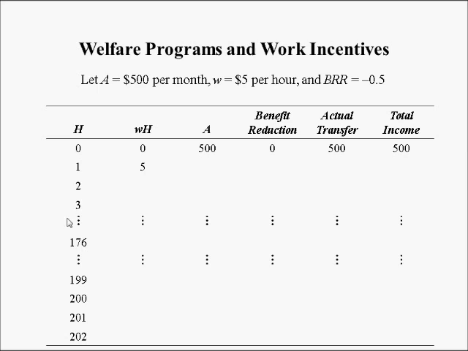Now, if you work that first hour, 1 times 5 is 5, so your earnings would only be $5 a month. If you worked 2 hours in a month, then your earnings would be $10. If you worked 3 hours a month, then your earnings would be $15. If you worked 176, your earnings would be $880. If you worked 199 hours a month, your earnings would be $995. 200, $1,000, 201, $1,005. 202 hours in a month, $1,010. Notice every time it goes up by $5.